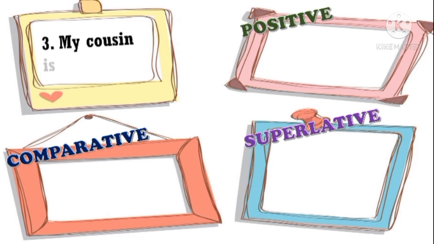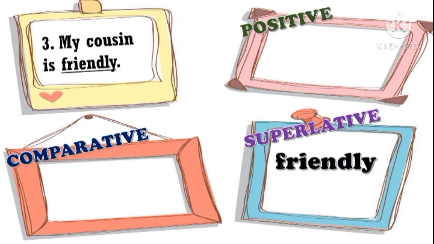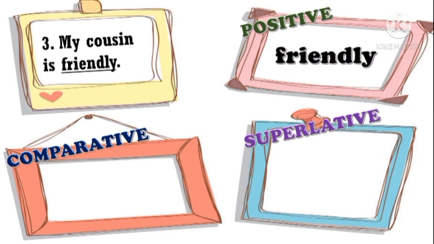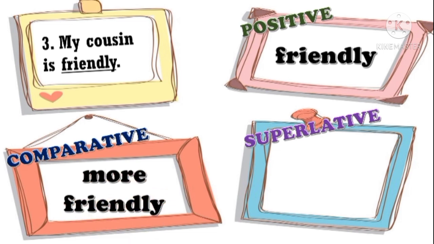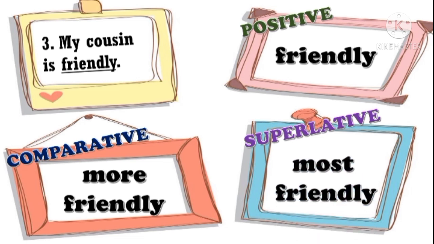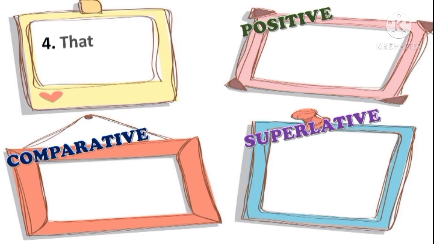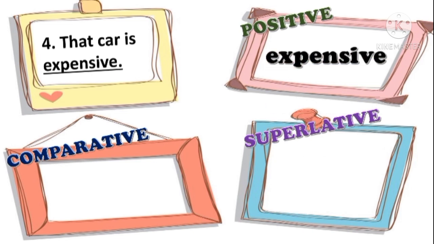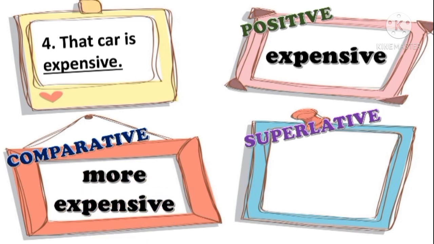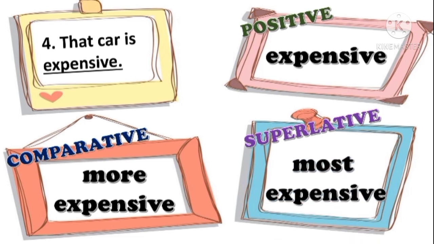Number 3. My cousin is friendly. The underlined word is friendly, so this is the positive degree. The comparative degree of friendly is more friendly. And the superlative degree of friendly is most friendly. For number 4, that car is expensive. The underlined word is expensive, so that is the positive degree. So the comparative degree of expensive is more expensive, and the superlative degree is most expensive.